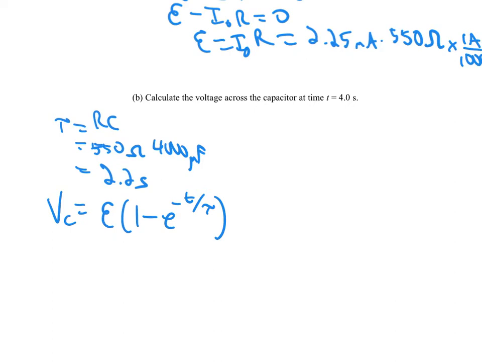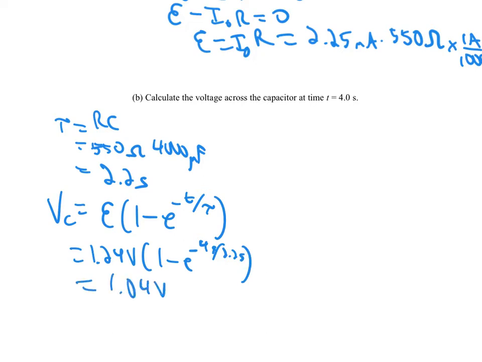Well, we know it's either e to the minus t over tau or 1 minus that, and at the start we better have 0 voltage on the capacitor, so we need to be subtracting off the initial value of the exponential, so we need 1 minus 1, so we need the 1 minus. Anyway, then we can throw in some numbers, and we have 1 minus e to the minus 4 seconds over 2.2 seconds, and we get 1.04 volts. That's one way to do it.